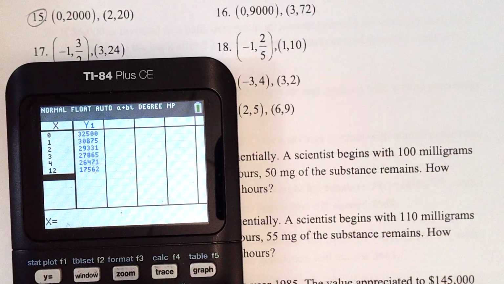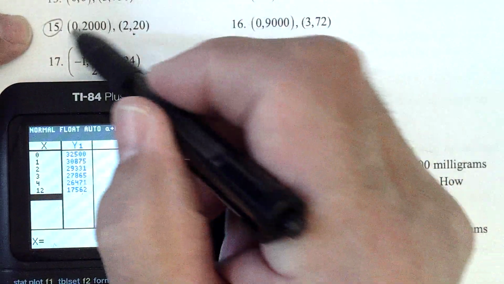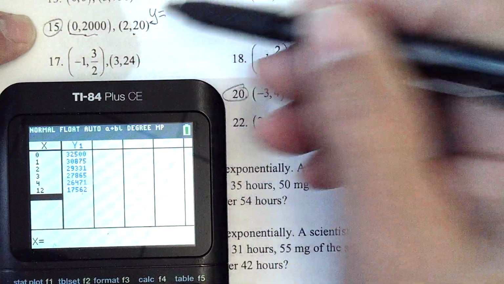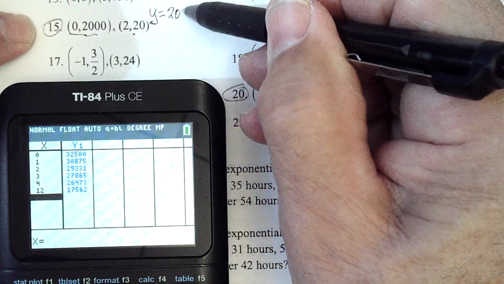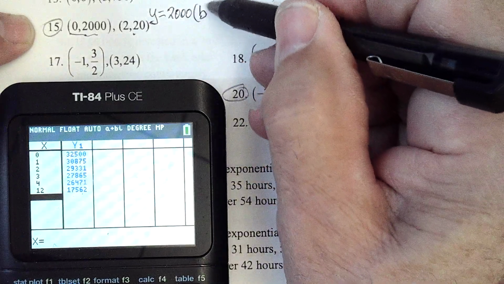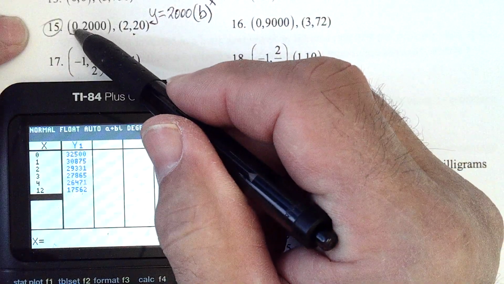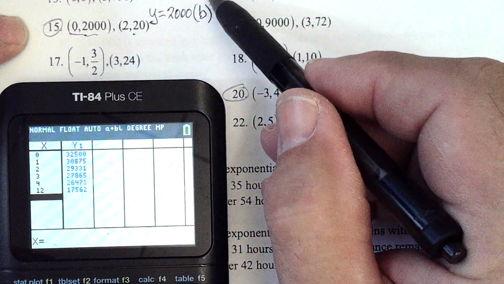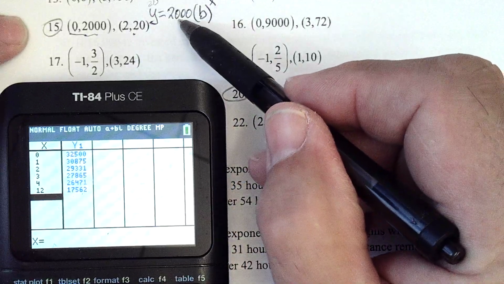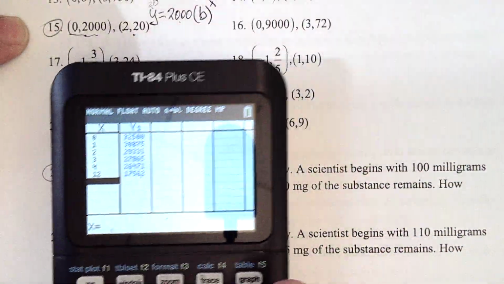Okay. So now we're supposed to make an exponential model that fits these 2 points. Well, since they gave me the y-intercept, this is pretty simple. This is going to be y equals 2,000 times some base to an exponent, and it goes from 0 to 2, so when I put in 2 for the x, I'm supposed to get 20. Goes from 2,000 to 20, so it's really decreasing, so b is pretty small. But we got to figure that out.